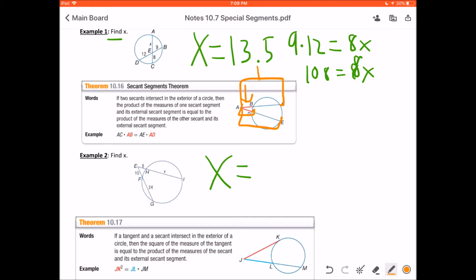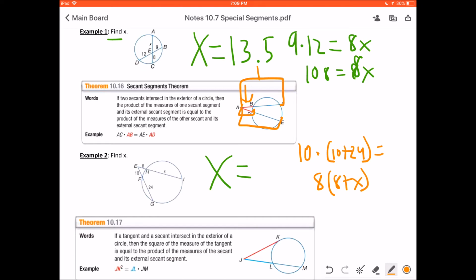Okay, so in this question one side's 10, one side's 24, and one side's 8, and the other is x. And we try to solve for x. In this case, you want to set it up like this. So 10 times 10 plus 24, because it wants the full segment, equals 8 times 8 plus x, because you want to find the whole length.